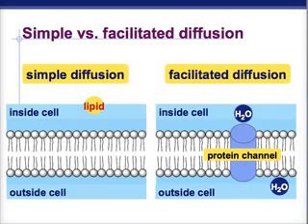So this is an overview of simple versus facilitated diffusion. We did mention osmosis, which is diffusion of water, and since it is more complex, we will look at it specifically in a separate recording. This concludes cell membranes and the movement across them.